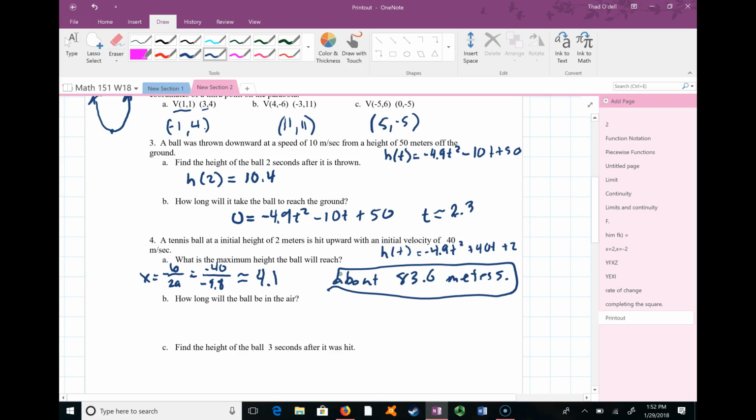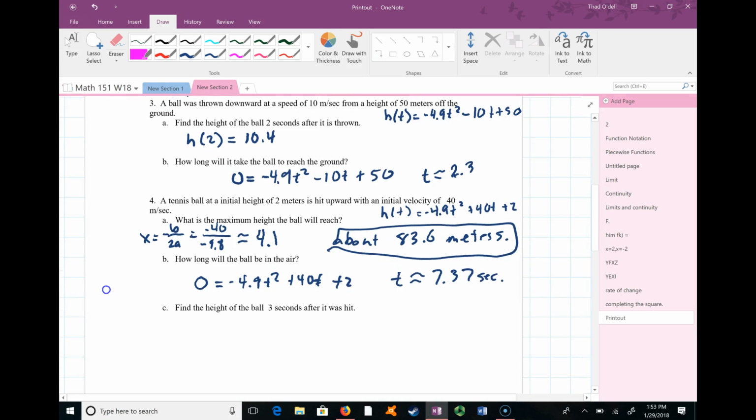Part B says, how long will the ball be in the air? That's a question of when will the height get back to 0? Because when the height gets to 0, that means the ball isn't in the air anymore. So we're going to solve this equation by setting it equal to 0: 0 equals negative 4.9t squared plus 40t plus 2. We'd solve that again using the quadratic formula. We get two answers, a negative and a positive. The negative one we throw out because it doesn't make any sense. That would be before time began. And the second one is t is about 7.37 seconds.